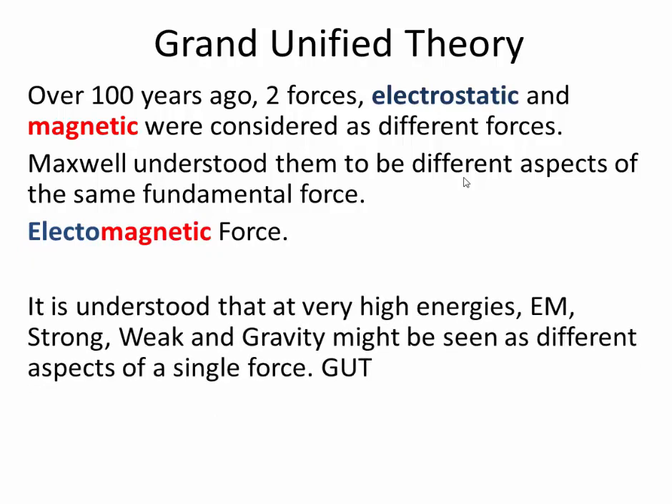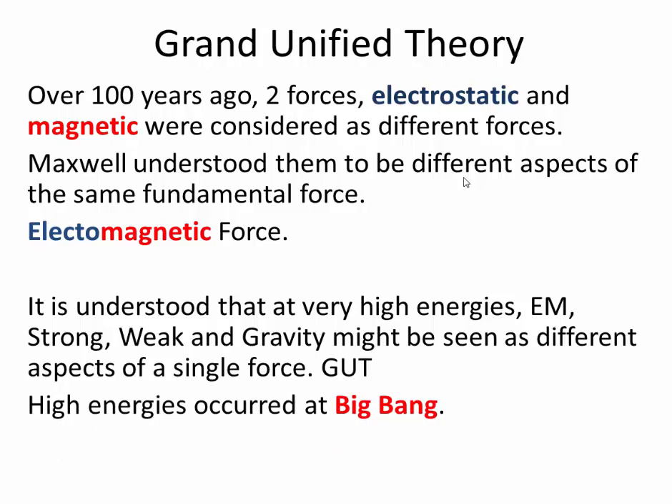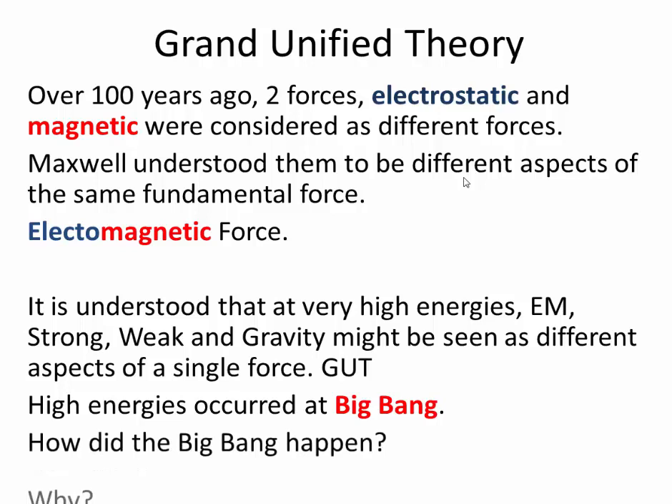Now it's understood that at very high temperatures, the electromagnetic and the weak forces can combine to make the electroweak force, and at higher temperatures, higher energies, with the strong force and gravity, it's possible that they could be fused to make all different aspects of the same force. And this is called the grand unified theory, that all forces are basically different aspects of the same force, but it only happens at super high energies, such as the Big Bang. And this may give us the answer to some questions. How did the Big Bang happen, and more importantly, why did it happen?